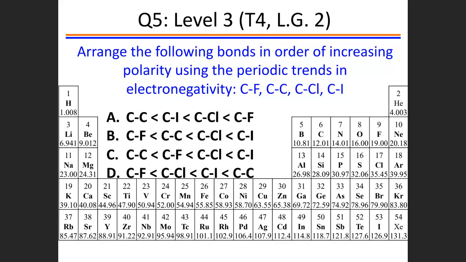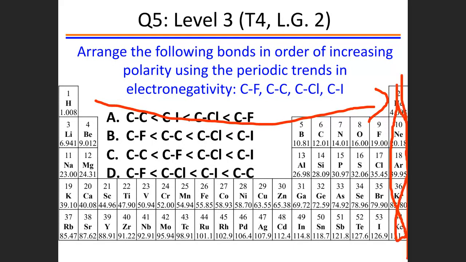Arrange the following bonds in order of increasing polarity using the periodic trend in electronegativity. It's very simple. Now you know that this way the electronegativity gets higher, correct? Don't consider the noble gases, because they have already filled their valence shell. We will not talk about the noble gases. So if we consider here, obviously the more electronegative ones are fluorine, oxygen, nitrogen, carbon, bromine, then like that. So let's see our answer here.